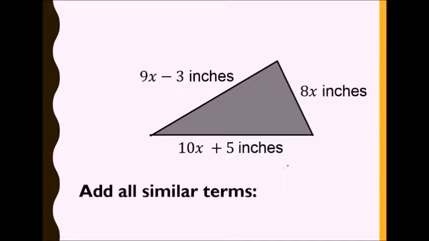So, i-add natin 9x. Siyempre, hindi pwedeng 9x minus 3 kasi hindi naman sila similar. Same with 10x plus 5. You cannot add 10 and 5 kasi hindi naman din sila similar. So, ang pwede mo lang i-add is 9x, 10x, and 8x. Okay, so adding the 3, we have 27x.